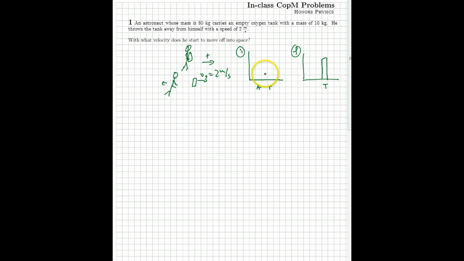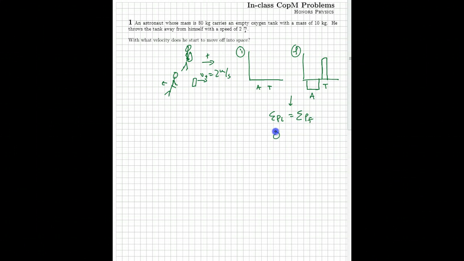So if the total momentum before is going to equal the total momentum after, I have to have the astronaut's momentum be negative, and the astronaut's mass is quite a bit bigger. So if these two momenta are going to equal, the astronaut has to be going slower.